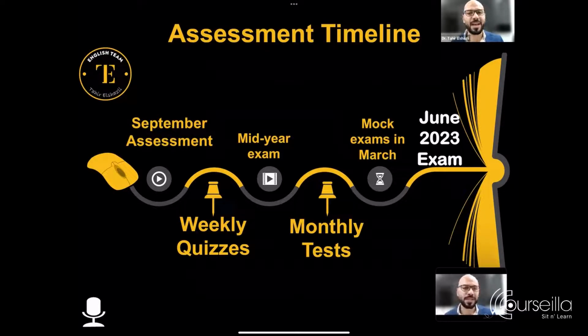The most important exam is the mid-year exam, and the more important ones are the mock exams which take place in March and in April.